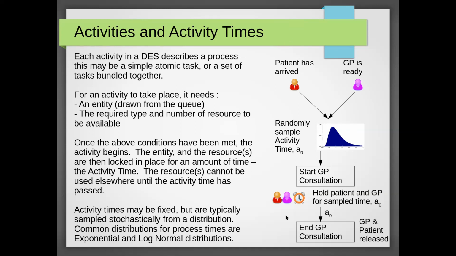So let's think about that in terms of a real world example. So imagine we've got our start GP consultation process here. In order for that to happen, we need the patient to be ready and we need the GP to be ready. Once both of those things are true, they can both be pulled together, and we can randomly sample an activity time. So here I'm sampling from a log normal distribution. We sample whatever time, so let's say it's 5 minutes. Then those two, the entity and the resource, are then locked in place and held together for the sample time, so 5 minutes, until that process then ends, at which point the GP and the patient are then released.